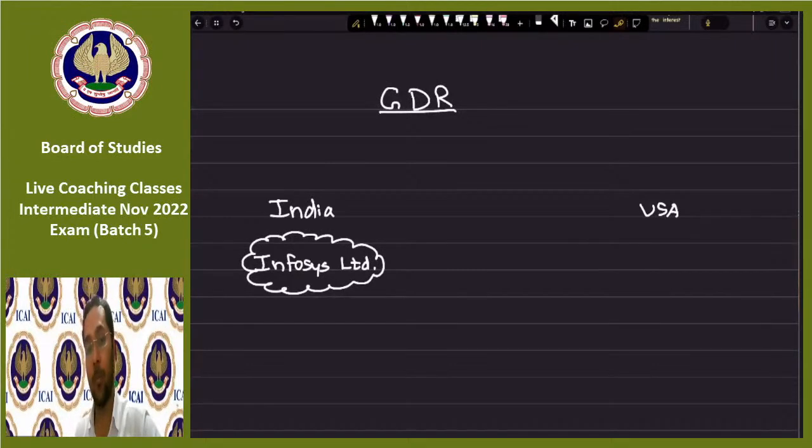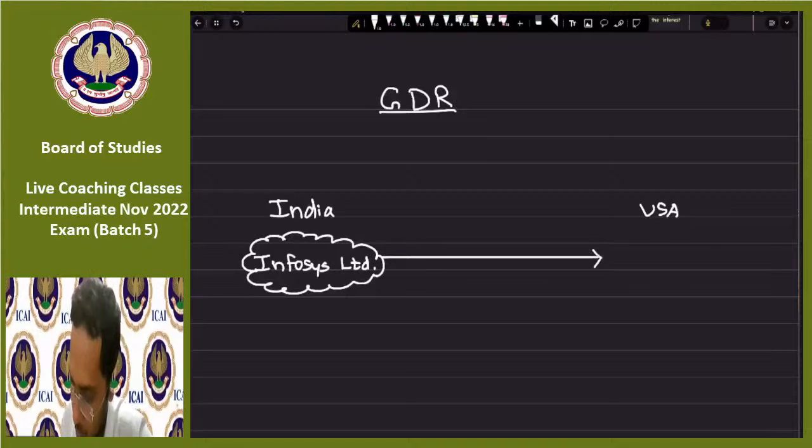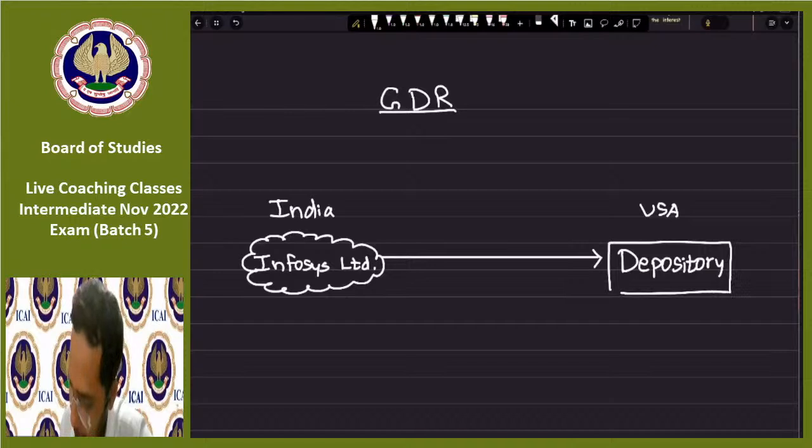Now, what are those appropriate channels? Let's understand it. So you will first take these shares to a depository. Are you guys aware of what a depository is? Do we know what a depository is?